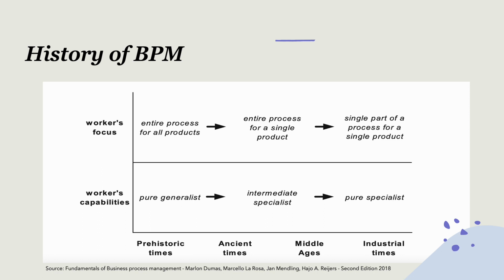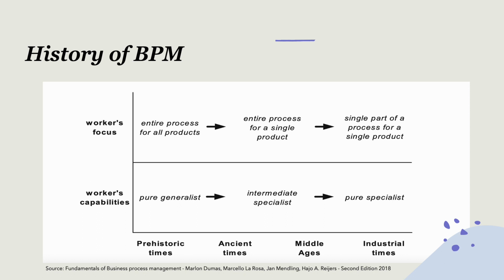In the Middle Ages, the guilds were formed. The guilds were groups of craftsmen and merchants involved in the same trade. Workers in this era understood the entire process of the craft but were specialized in only one. The Industrial Revolution era brought about pure specialization, where the work process was broken down into simple, repetitive tasks.